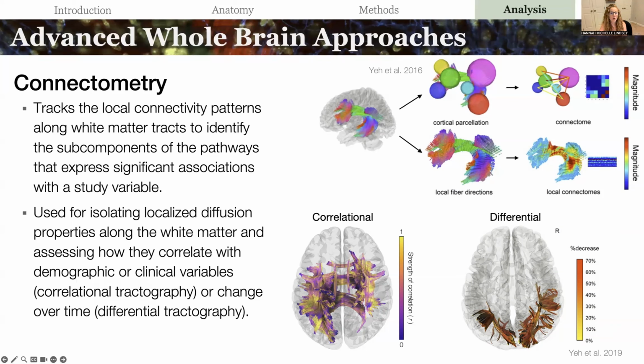Connectometry is used to perform correlational tractography, which identifies specific segments of tracts with diffusion properties that are positively or negatively correlated with a study variable of interest. It can also be used to perform differential tractography, which compares repeated scans and tracks segments of the white matter in which changes in diffusion metrics over time have occurred, highlighting localized regions impacted by neuronal injury or recovery.